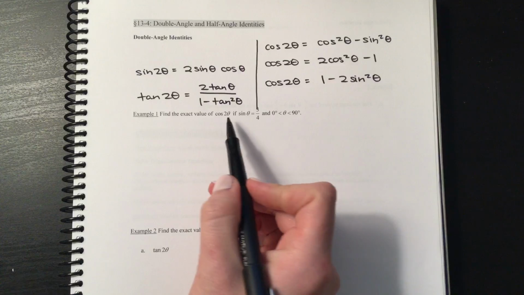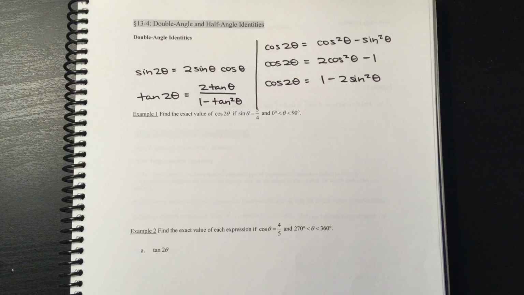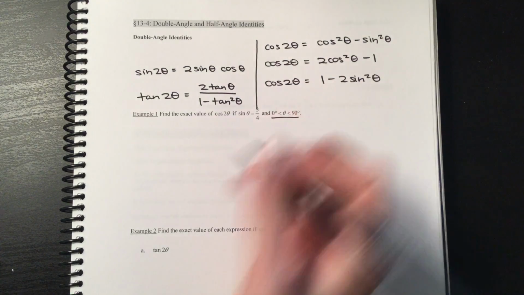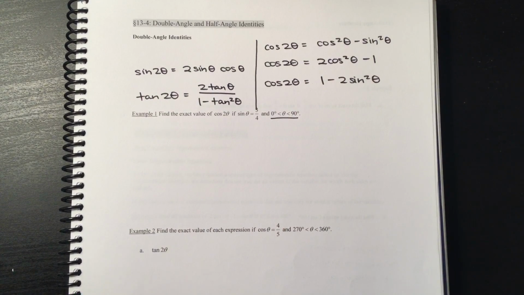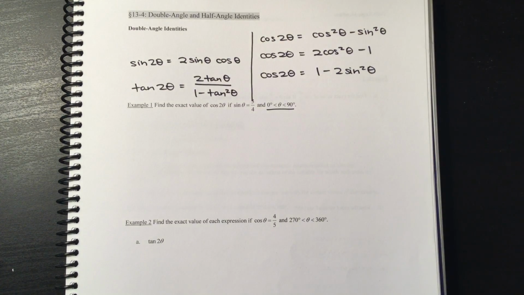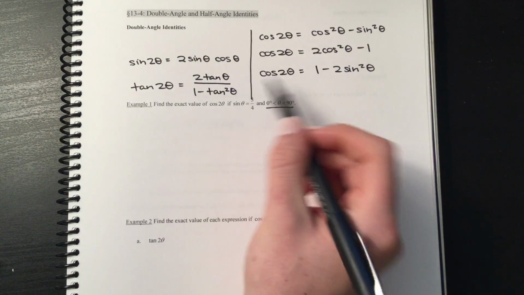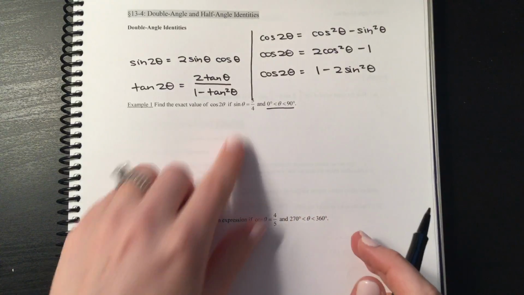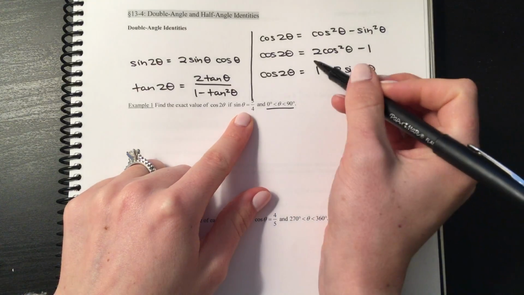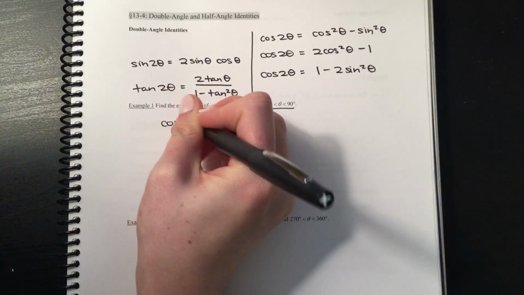So find the exact value of cosine of 2 theta if sine is 3/4, and then we know that the angle is somewhere between 0 and 90 degrees. That'll help us figure out whether it's positive or negative. So finding the exact value of this, we are going to write down what cosine of 2 theta is equal to. It is important here that we have 3 different versions, because depending on what you're given, you'll be plugging it into a certain one of these formulas. All we're given is sine, which means we're going to plug it into this version of the formula. I'm just going to write down the formula we're going to be using, then we'll plug everything in.